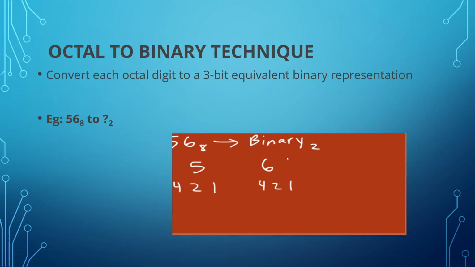So now we know that adding 4 and 1 gives us 5. So we take those as the true value, that is 1 and 1, and we are not going to use 2, so make it 0. Now adding 4 and 2 gives us 6. So take those two as true state and 1 as 0. So now the binary equivalent of 56 is 101110 base 2.